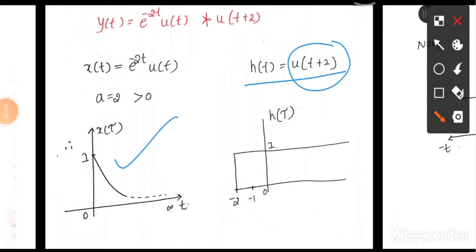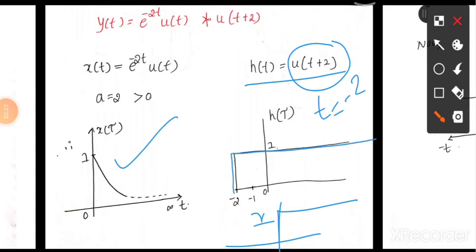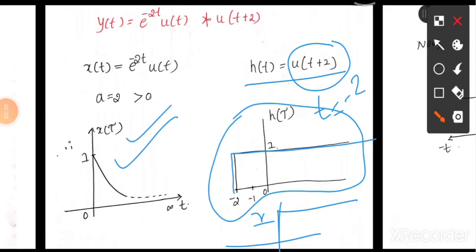We know that u of t is from 0 to infinity with a magnitude 1, but they have asked us to determine this signal, that is u of t plus 2, where this is the address, not the name. t is equal to minus 2 means your signal starts from minus 2, of positive sign, towards positive. This we have discussed. This is your u of t plus 2 signal. Now you have got the x of t signal and the h of t signal.